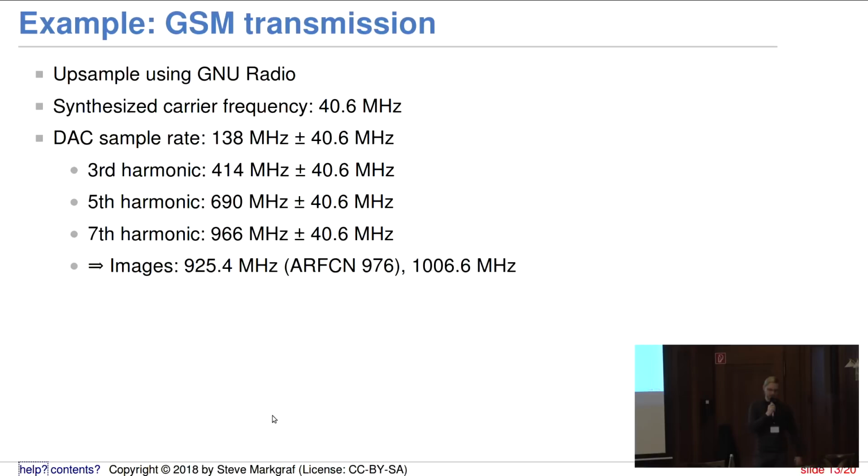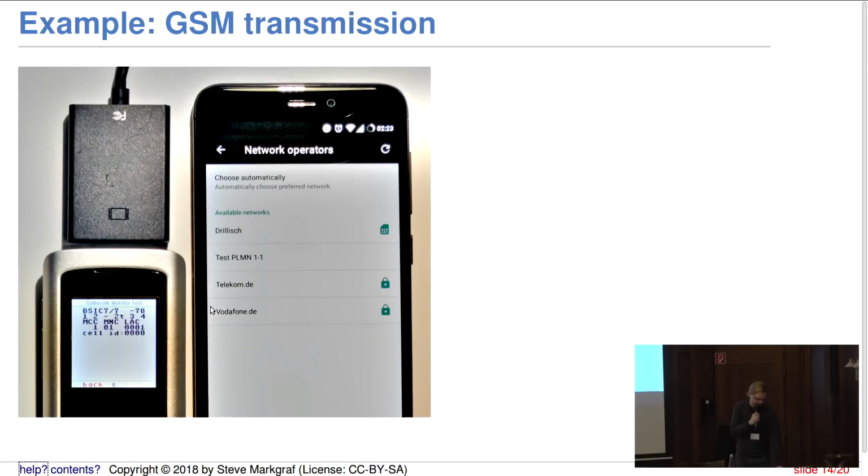And for GSM, I just upsampled with GNU Radio. The synthesized carrier frequency in the samples basically is 40.6 megahertz, and if you use a DAC sample rate of 138 megahertz, you get the first image at plus minus the carrier frequency, third at 414, and so on, and then the seventh harmonic is actually 925.4, which is ARFCN 976. So yeah, you see the signal on a phone.